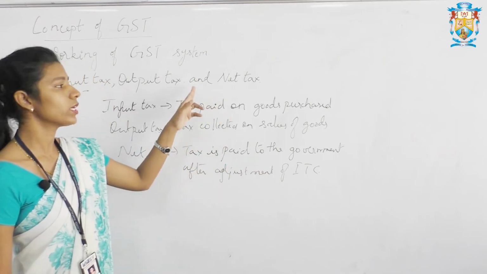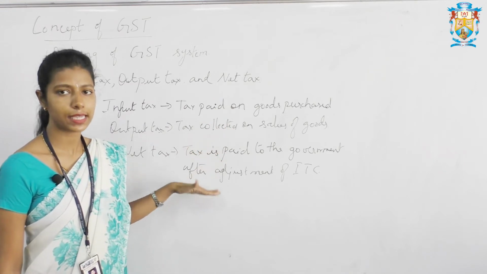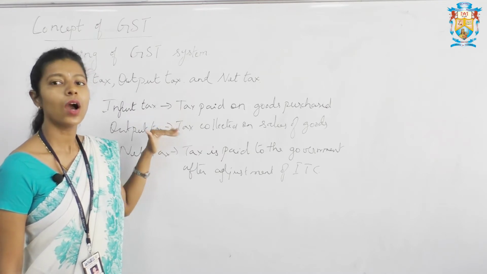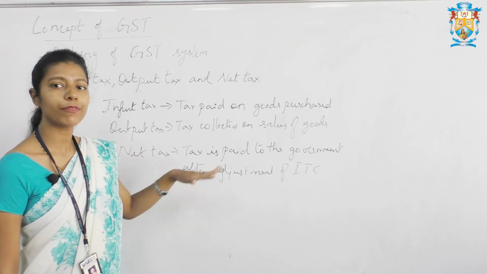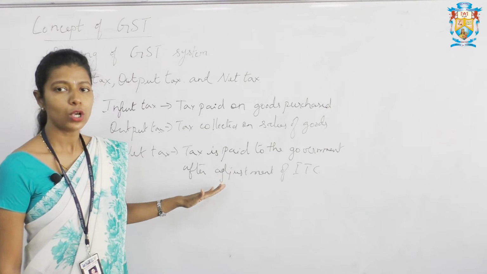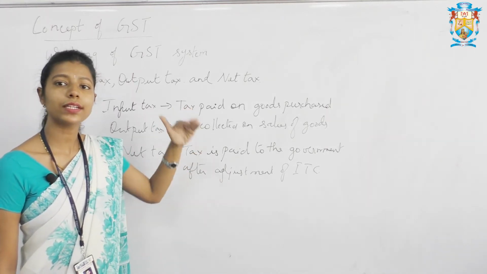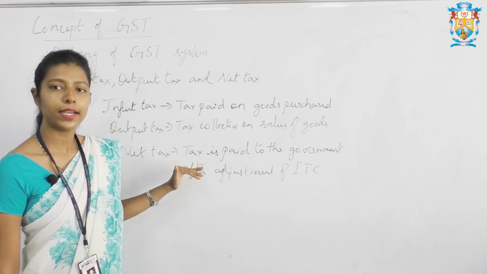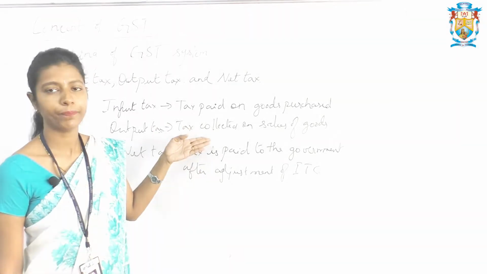So before moving to the GST system, I hope you are clear what is output tax, input tax and net tax. Input tax is a tax paid on the purchase of goods. Output tax is tax collected on the sale of goods, and net tax is, after all the adjustment of input tax credit, whatever tax is paid to the government. So how this input tax, output tax and net tax is connected to the GST system, how they work under the GST system, we are going to learn today.